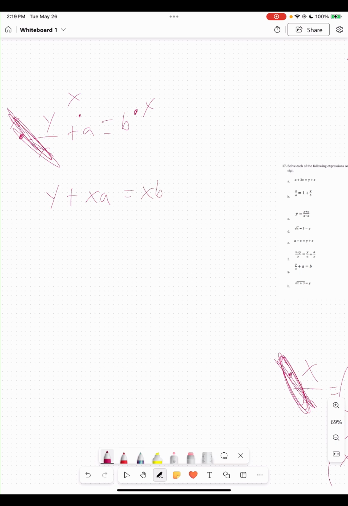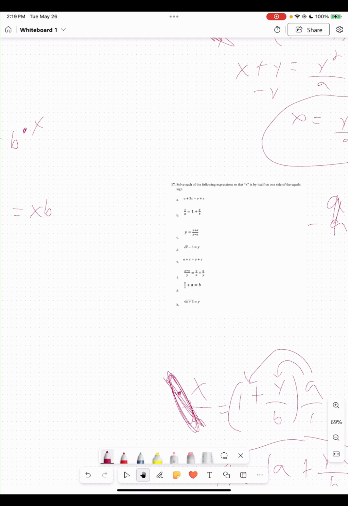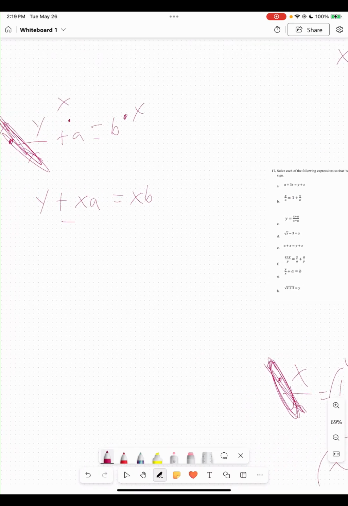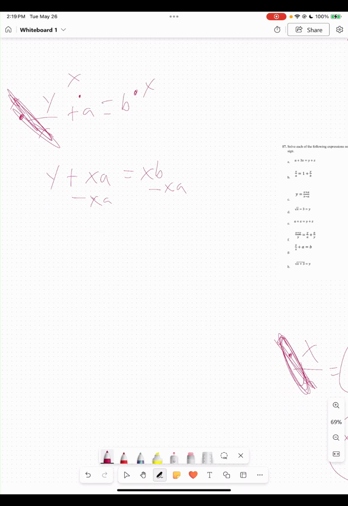I want to get my x's by themselves. So I'm going to subtract xa from both sides, just so that every term of my expression that has an x in it is on the same side. y equals xb minus xa. Okay, every term on this side has an x in it, so I could pull an x out. So y equals x times (b minus a).